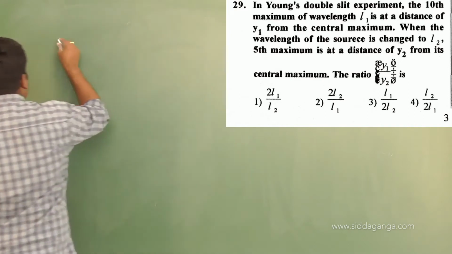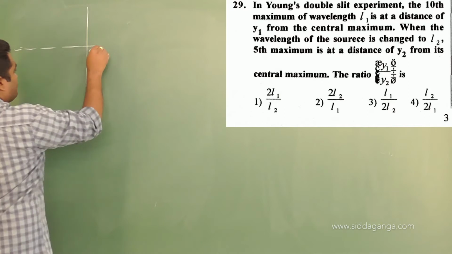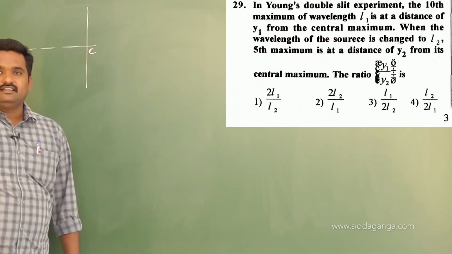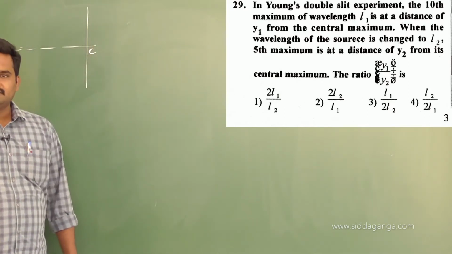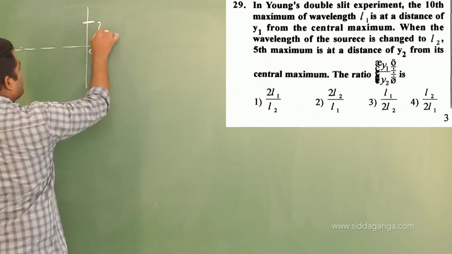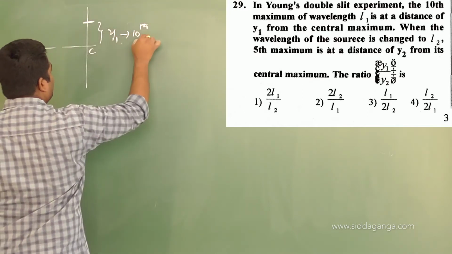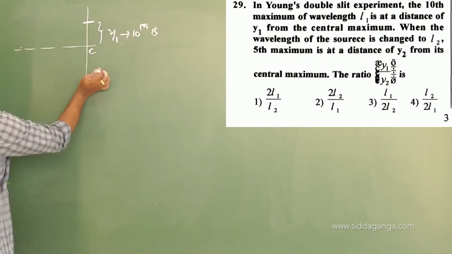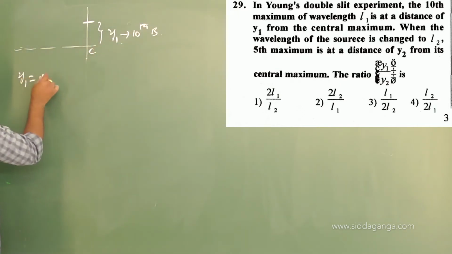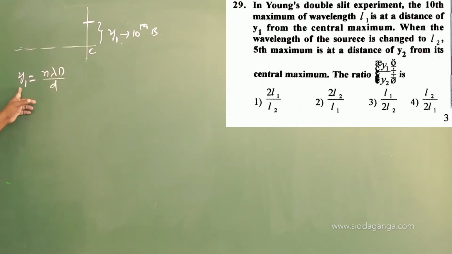Distance of the nth bright fringe from the central fringe. Okay, this is the central fringe. What is the question? The 10th maxima of wavelength lambda 1 is at a distance of y1, means the 10th bright fringe is going to be formed at that point. So tell me how to write for y1. The formula is n lambda capital D by small d. This is the formula for the distance of the nth bright fringe from the central fringe. This is a relation we have written.